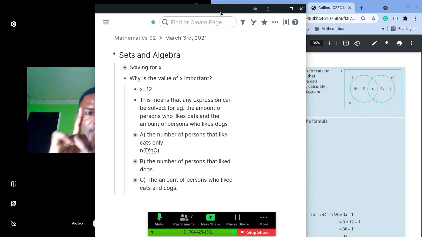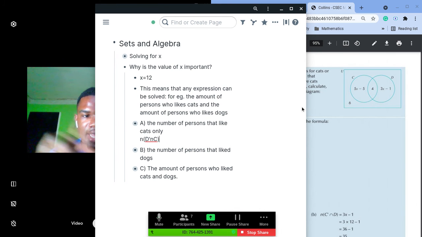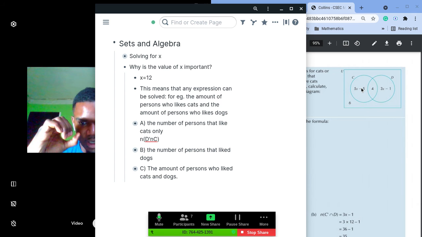Yes, sir. But here's the thing though. 6, as Isabella said, is included in that region. So to make it more specific and be only for C, I'm going to say that region that intersects with C. So now my expression is only 5x minus 5. So when I put this intersecting C, I am narrowing my range to only this small circle right here. Everybody see that?